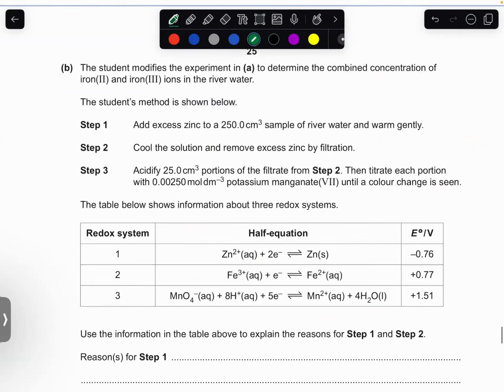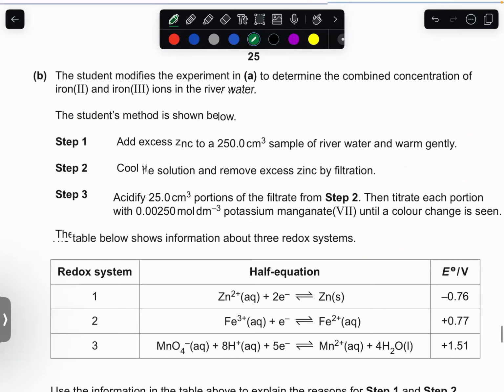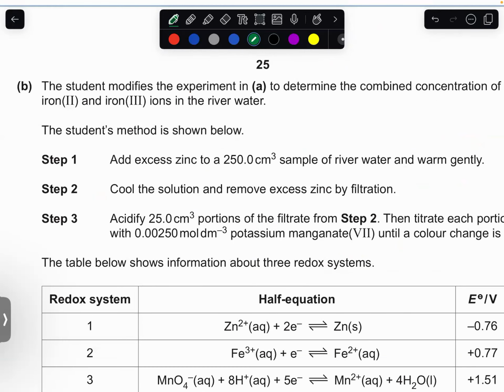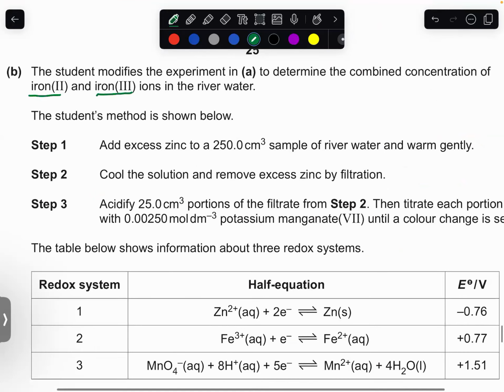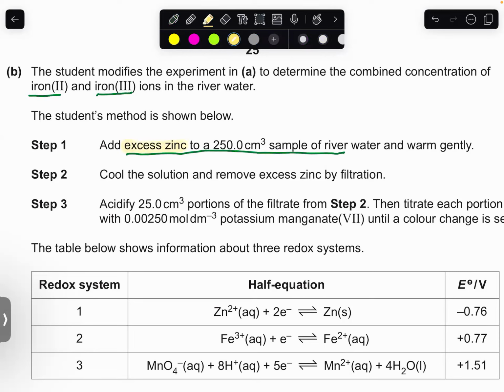The next question: the student modifies the experiment to determine the combined concentration of iron 2 and iron 3. The student's method is below. Add excess zinc to this volume sample of river water. Excess zinc to the river water. What will that do to the river water? We'll have a look at that in a moment. The solution is warmed gently and is cooled, and the excess zinc is removed by filtration.